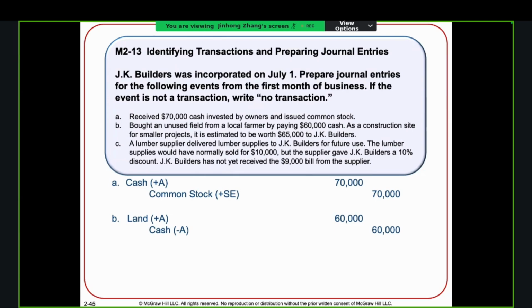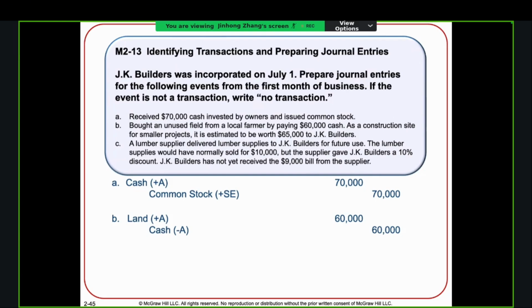A lumber supplier delivered the lumber supplies to JK Builders for future use. The supplies would normally have sold for $10,000, but the supplier gave JK Builders a 10% discount. JK Builders has not yet received the $9,000 bill from the supplier.